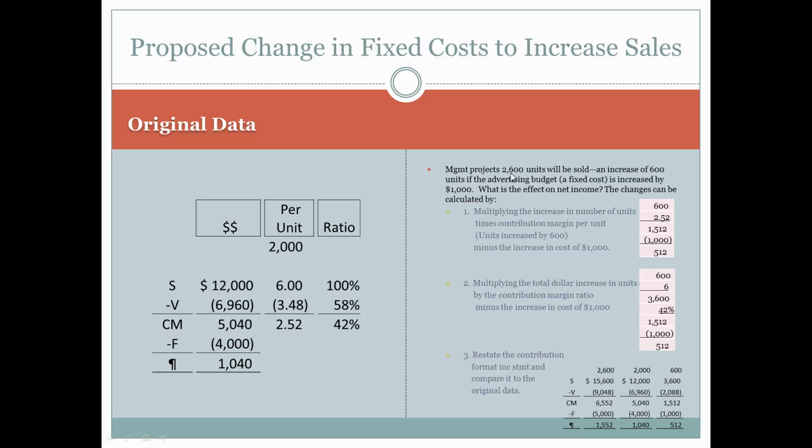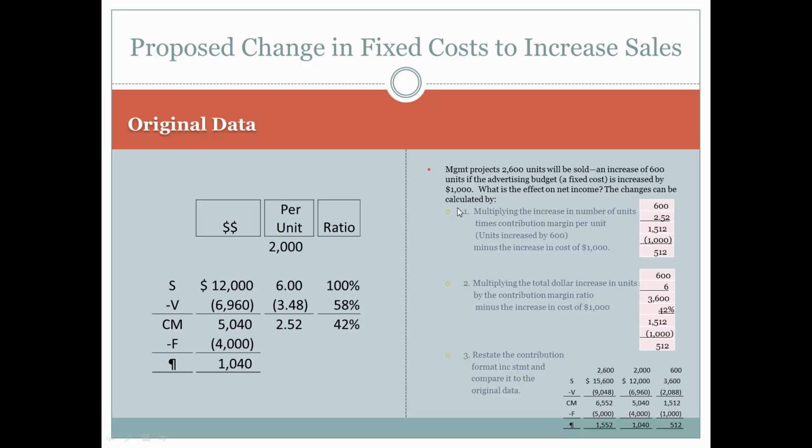Management projects that 2,600 units will be sold, an increase of 600 units. If the advertising budget, a fixed cost, is increased by $1,000, what is the effect on net income? Will we make more money by selling 600 more units by spending $1,000?